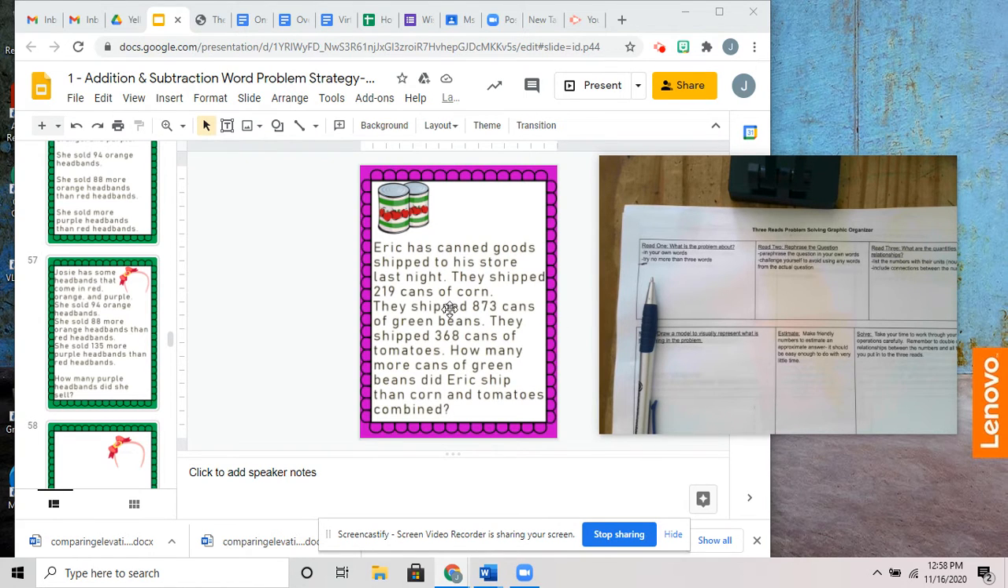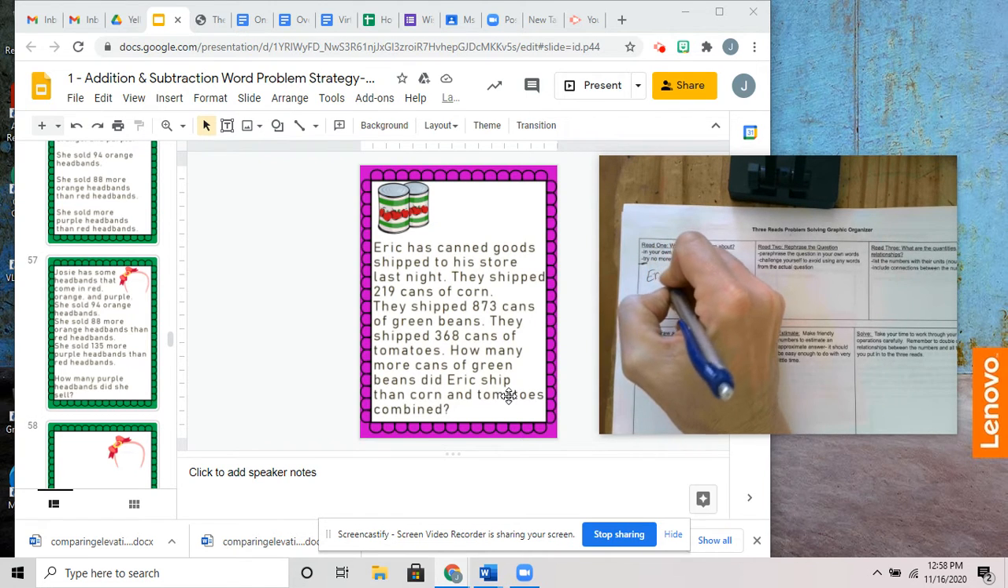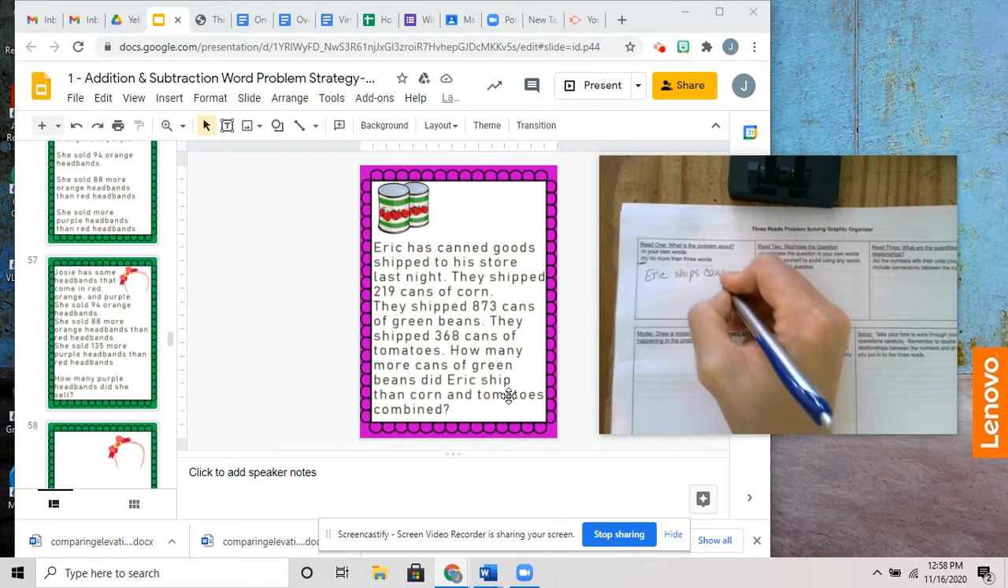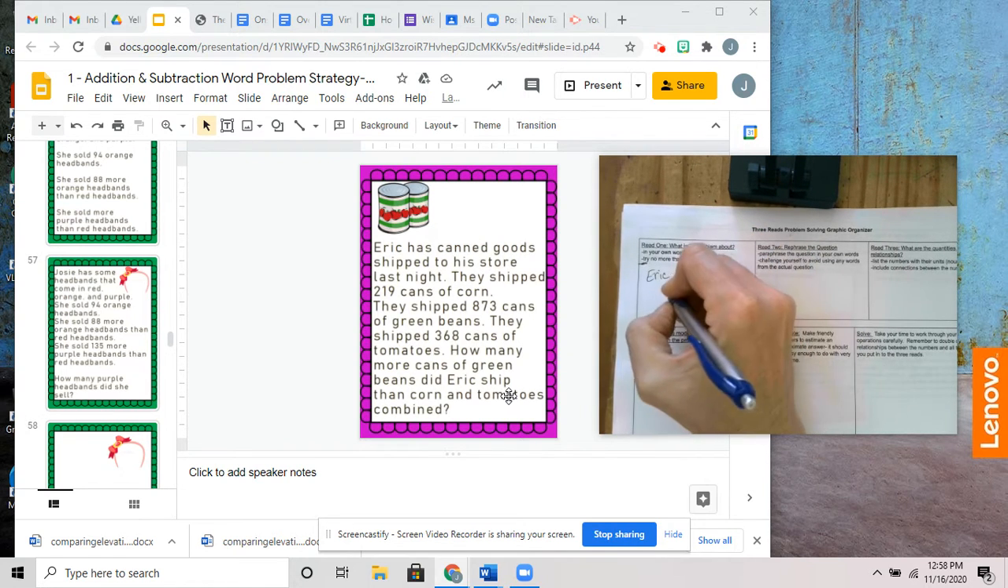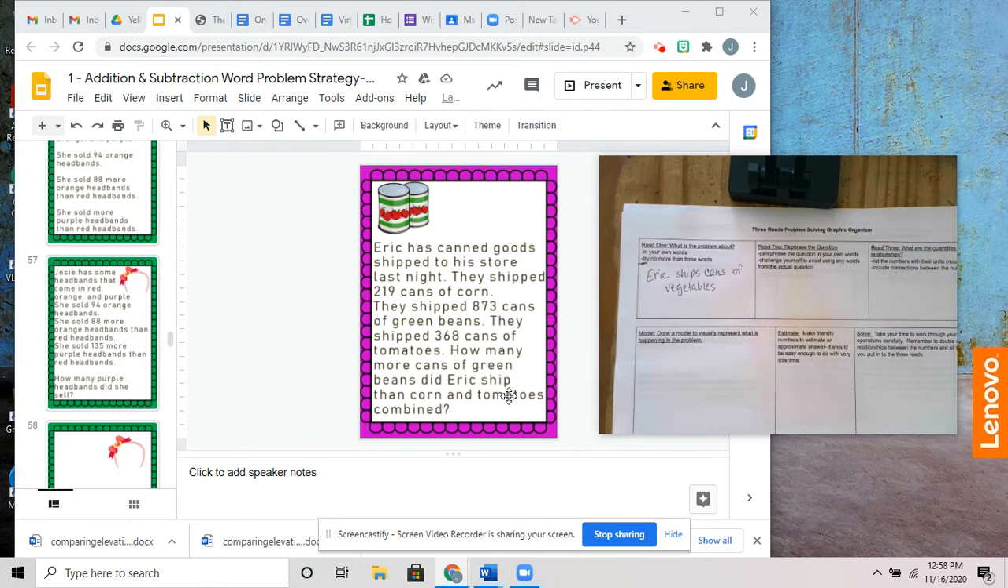Well, I see the word shipped specifically, over and over again. So we're shipping something. So Eric is shipping cans of vegetables. So I'm going to say Eric ships cans. I could leave it at that, but they are all vegetables. Well, technically a tomato is not a vegetable. Anyhow, I'm going to leave it at that. Eric ships cans of vegetables. So obviously I went over 3 words, but the goal is 3. You're trying to keep it short.